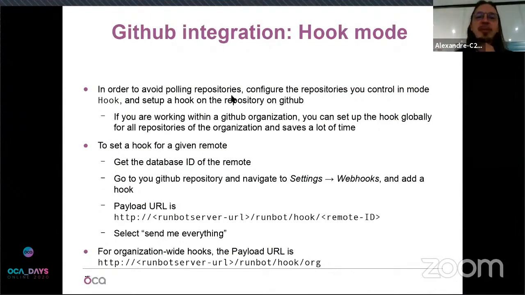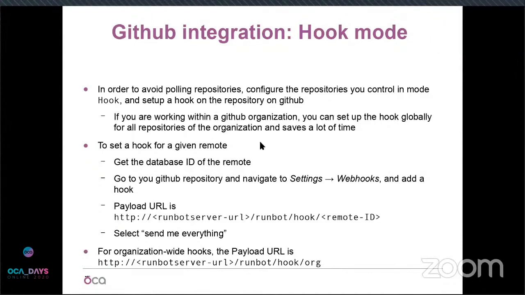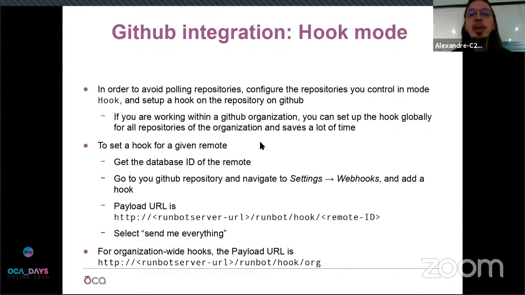By default, the Runbot will poll the repositories. But if you want to reduce the polling, and that's important if you have lots of repositories, you can set the mode of the repository to hook and set up a hook on the repository on GitHub. And the trick is, if you're using an organization, you can have a global hook for the organization pinging the Runbot for you. And this, you do it only once. And this saves a lot of time.